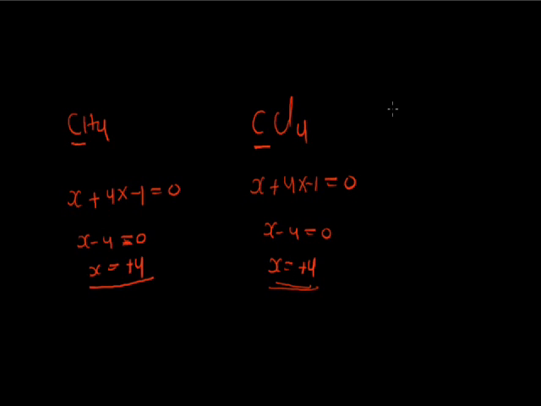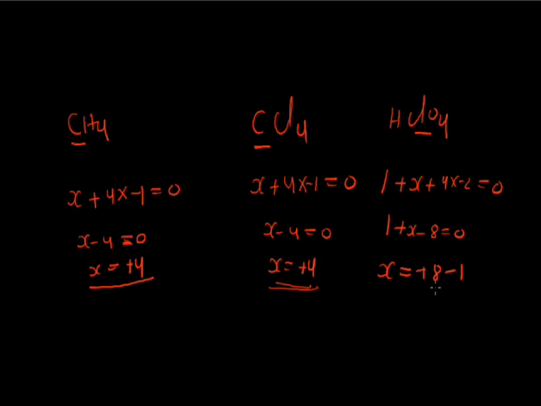We are finding the OS now. HClO4, it's perchloric acid, finding the OS of Cl. Now putting in the values, hydrogen plus 1 plus x plus 4 into minus 2 equals 0. 1 plus x minus 8 equals 0. That is, x equals plus 8 minus 1. So x becomes plus 7. So we can see that in this example, called perchloric acid, the OS of the Cl becomes plus 7.